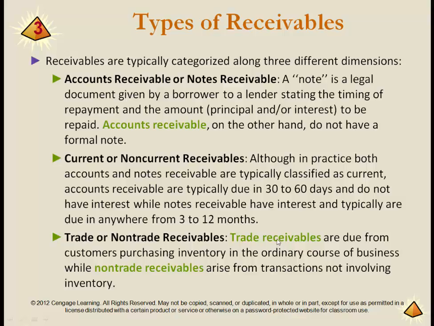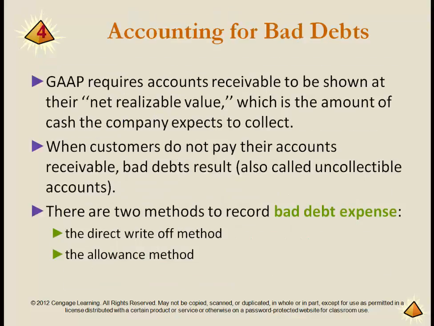And you notice here trade receivables, which accounts receivable would fall into that category, are due from customers purchasing inventory in the ordinary course of business. And non-trade receivables arise from transactions not involving inventory. So a simple non-trade receivable would be, let's say you bought 10 acres of land to build a business, and you determined that you wanted to sell 5 acres of that land, and the people you sell it to agree to pay you back on a note. That would be a non-trade receivable because it has nothing to do with your core business and it's not part of the normal course of business.